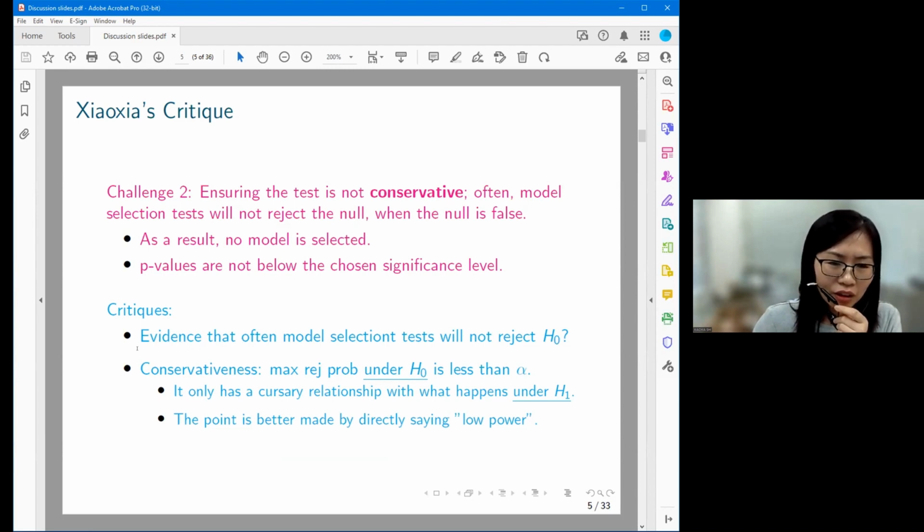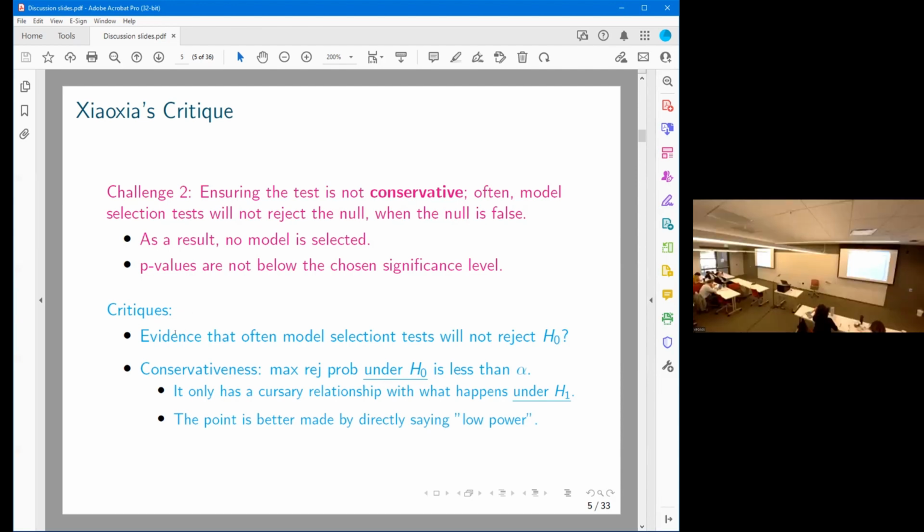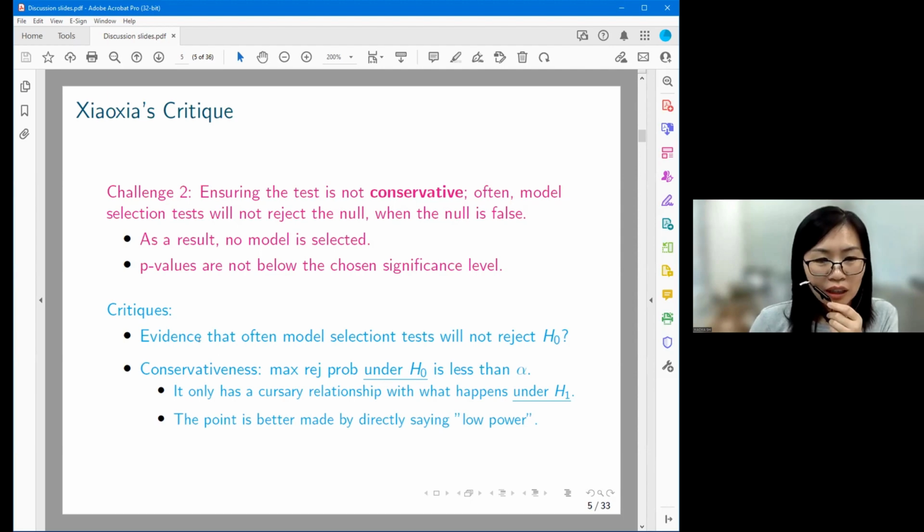But so to make this point stronger, I would think it would be better to give some evidence for papers that use the bond test but fail to reject the null hypothesis. Fail to reject the null hypothesis here means that you're not able to select between the two models. You're not going to be able to conclude which model is better. So in the paper, I don't see such evidence. Such evidence would be useful, I think, if you want to make this point.